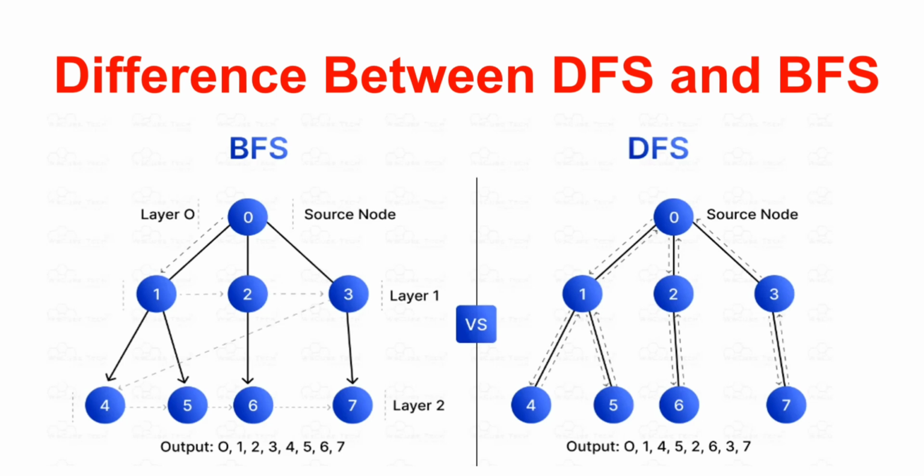Next, we move on to the applications. In BFS applications, we use BFS for finding the shortest path in unweighted graphs, and for level order traversal in trees. It is also used in web crawling, and in social network analysis, such as finding the shortest path between users.